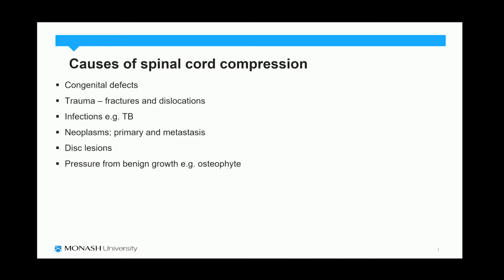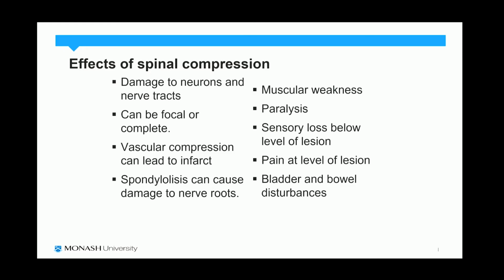Now, there's various causes for spinal cord compression. Could be due to congenital defects, trauma such as fractures or dislocations, infections, for example, tuberculosis, neoplasms, and this can be primary or metastatic, disc lesions, and then also pressure from benign growth, for example, from osteophytes. When there's spinal compression, this can result in damage to the neuron and nerve tracts. The damage can either be focal or complete, or it can result in vascular compression, which can lead to infarcts.